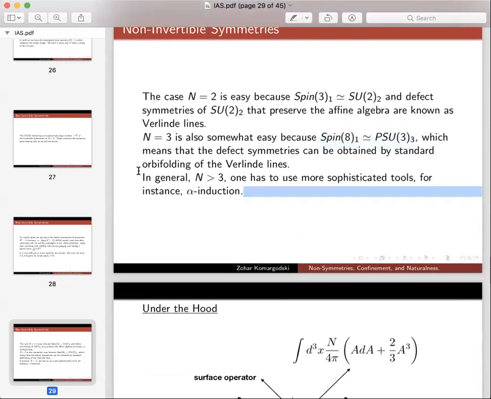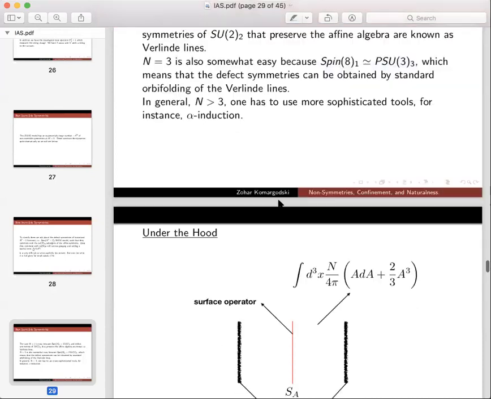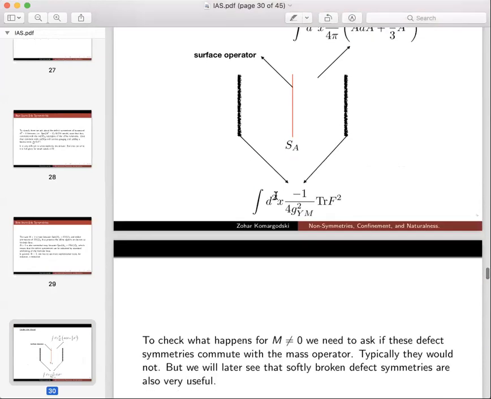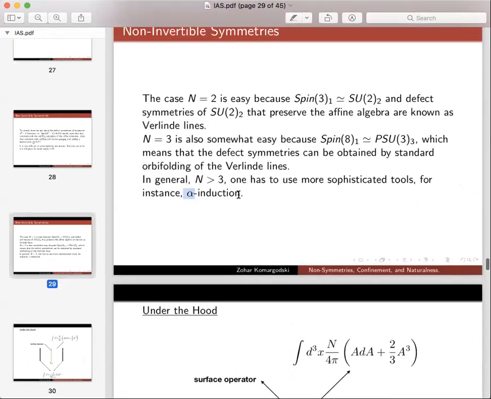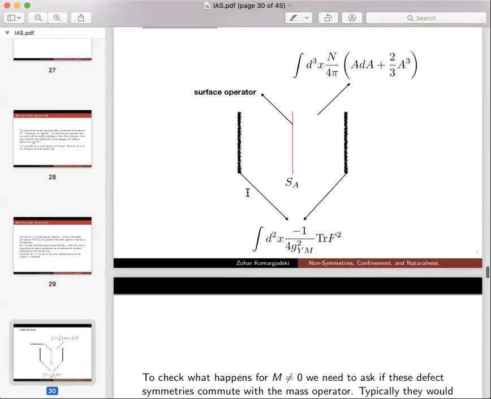But starting from n equals 4, namely SU(4) gauge theory, this is a much more difficult problem, and we use something called alpha induction to find the correct algebra of symmetries in the system. I am not going to explain that picture, but there is a dual Chern-Simons way of thinking about this alpha induction. I can explain it later.